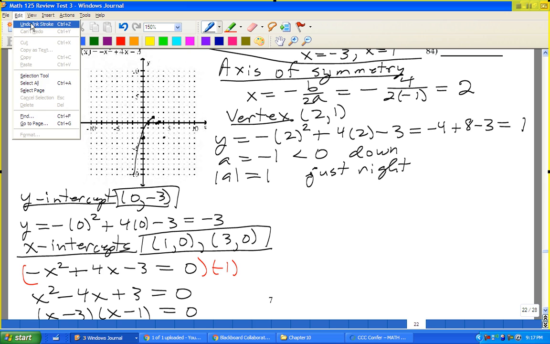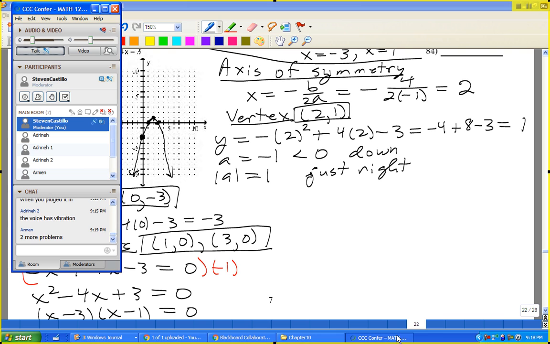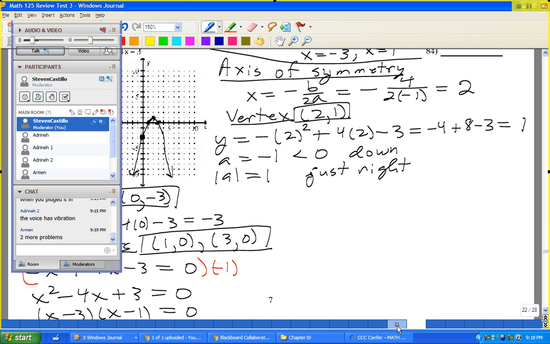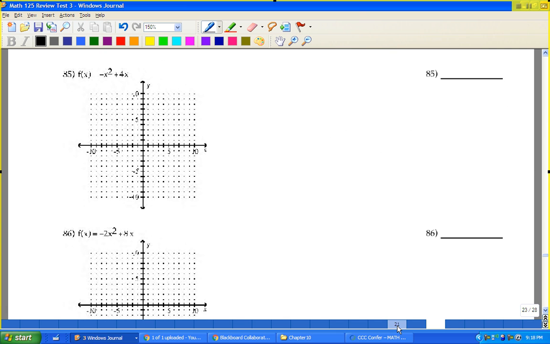That doesn't look too bad. Oops, I don't need this. And so I have my vertex at (2, 1), and it points down, and it goes through the y-intercept at negative 3, and it has x-intercepts at 1 and 3. Okay, let's do problem number 85.